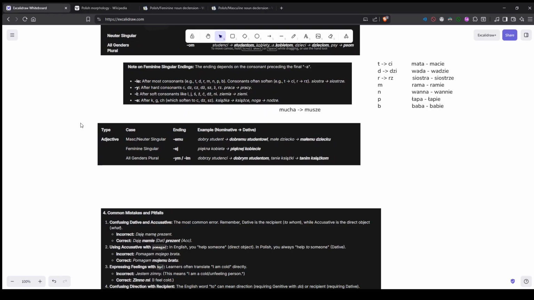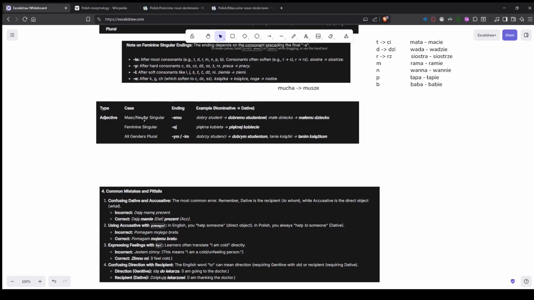Okay, and for the adjectives, for masculine, the ending is emu. For feminine, the ending is ej. And for neuter, it's again emu. Okay? Dobremu studentowi. So, to a good student. I gave something to a good student. Dobremu studentowi. Okay? Dobremu dziecku. But for feminine, dobrej kobiecie. Okay?